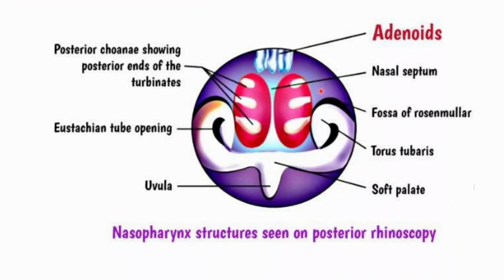So this is the best diagram which I am able to find, and this is the same diagram you will be drawing when you are asked to draw the structures visible on posterior rhinoscopy. So adenoids, posterior part of nasal septum, posterior ends of the turbinates. This is the eustachian tube opening, this is the torus tubarius, and this area behind is the fossa of Rosenmuller. This is the posterior surface of soft palate and uvula.